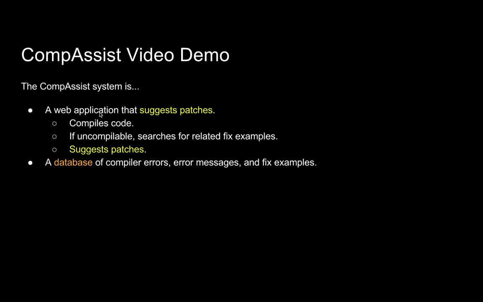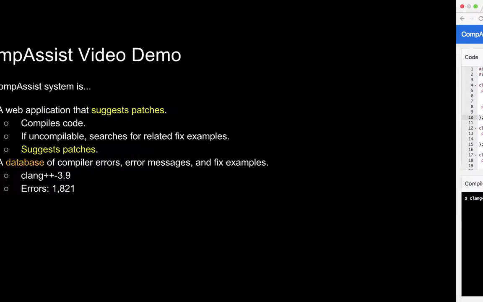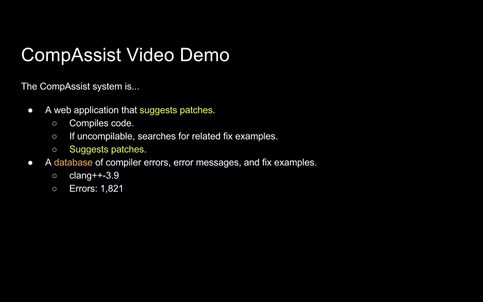Okay, so moving on, the CompAssist system is also a database of compiler errors, error messages, and fix examples. So right now it supports Clang++ 3.9, and there's about 1,800 kinds of errors, and there are about 39,000 different error messages, or concrete error messages, and there are over 116,000 fix examples.